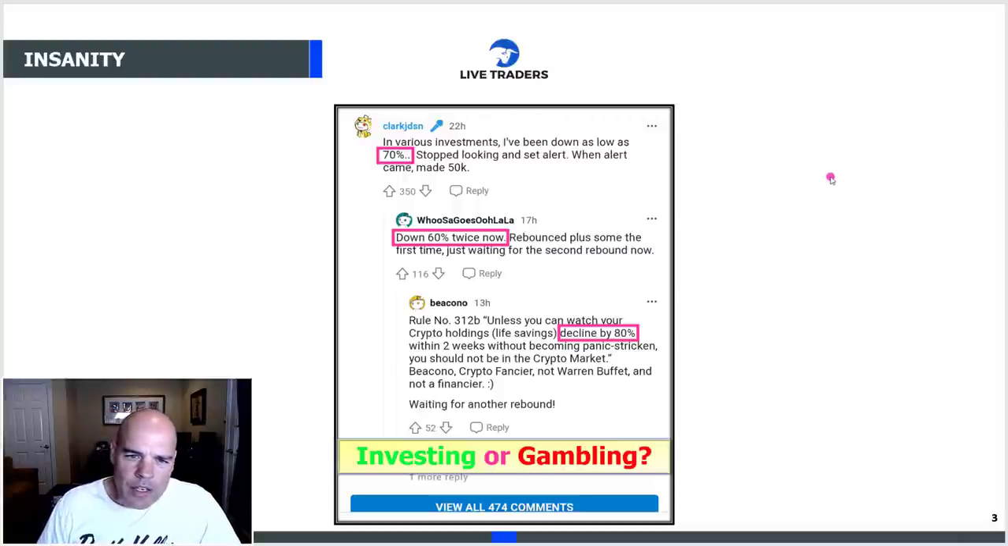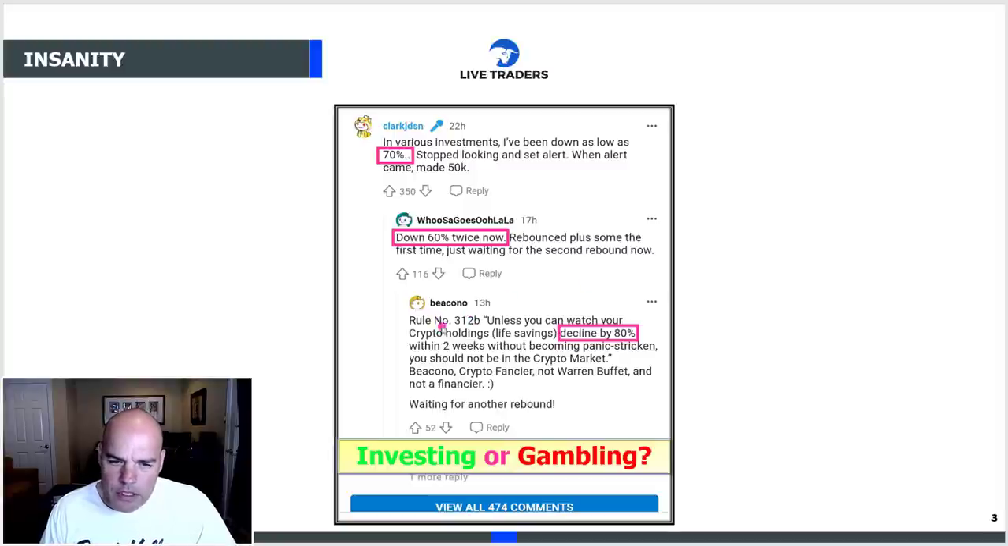So here it is. In various investments, I've been down as low as 70%. Stopped looking and set an alert. When the alert came, made 50 grand. 70%, okay? Here's another one, a reply to it. Down 60% twice now, rebounded plus some. The first time, just waiting for the second rebound now. So the first one came back, and the second one hasn't come back yet.